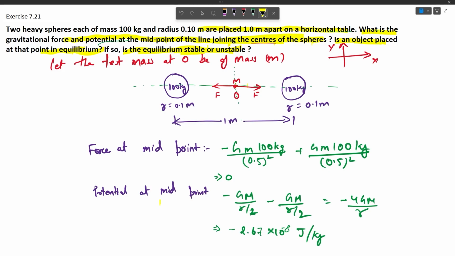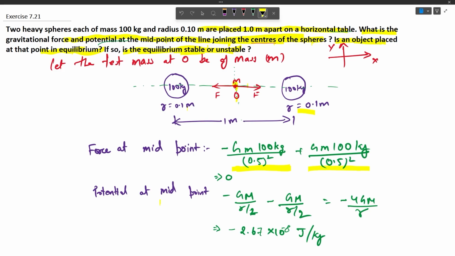So we have two spheres, both of 100 kg mass and radius of 0.1 meter. Now they both are separated by a distance of 1 meter. We have to find out the force and potential at this midpoint. As far as force is considered, the force from the left sphere and the right sphere are going to cancel out each other, and the net force on the particle is going to be 0, because both of the spheres are of the same mass and radius, and the distance of separation is also the same.